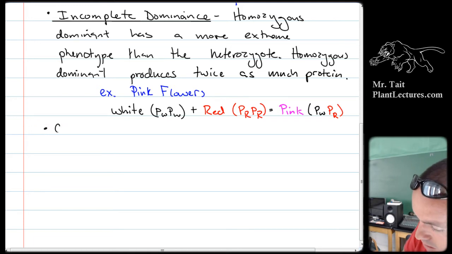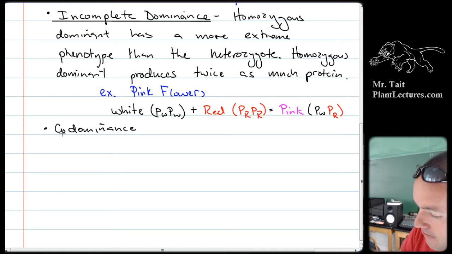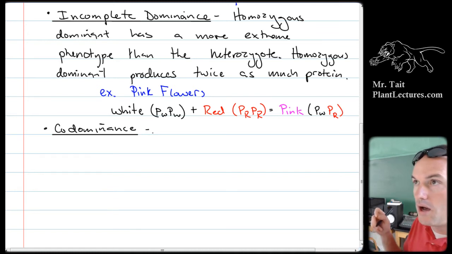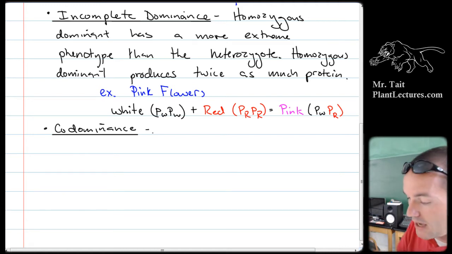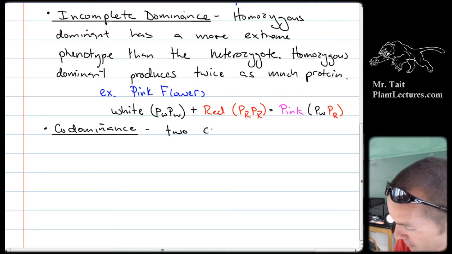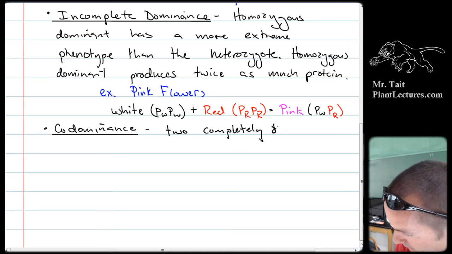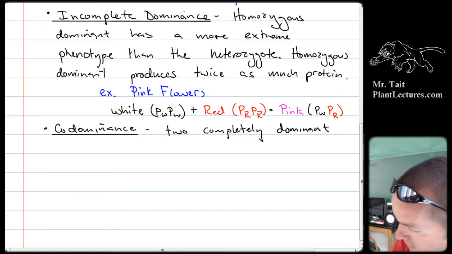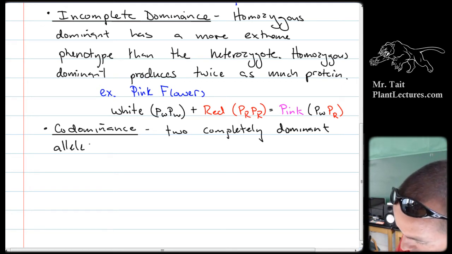There's also something called codominance. Codominance is when there are 2 completely dominant alleles that are both expressed at the same time. Two completely dominant alleles, both expressed at the same time.